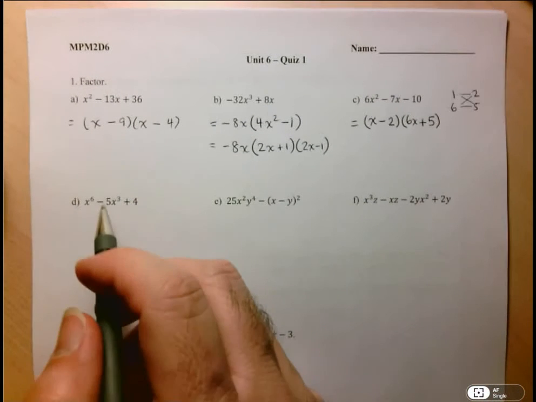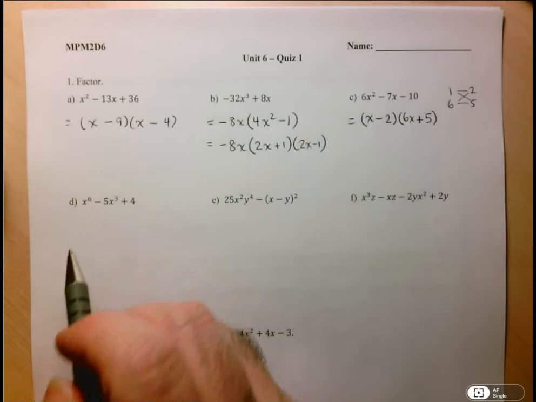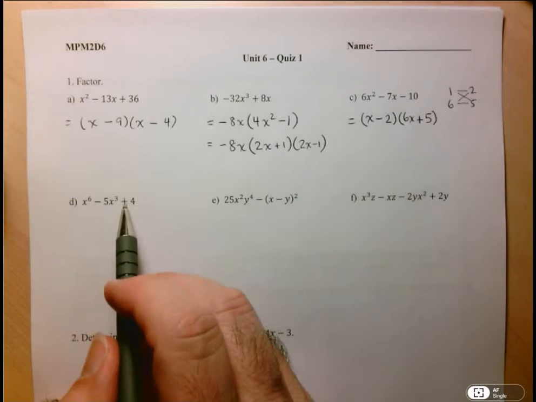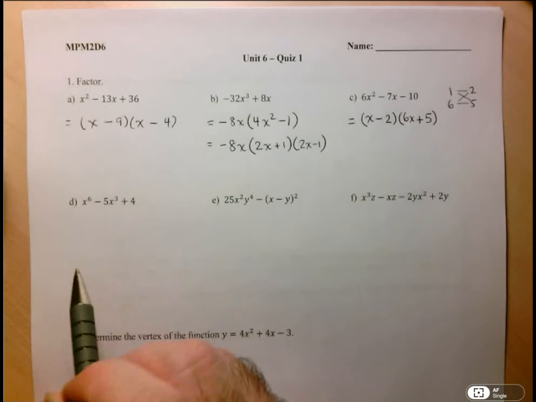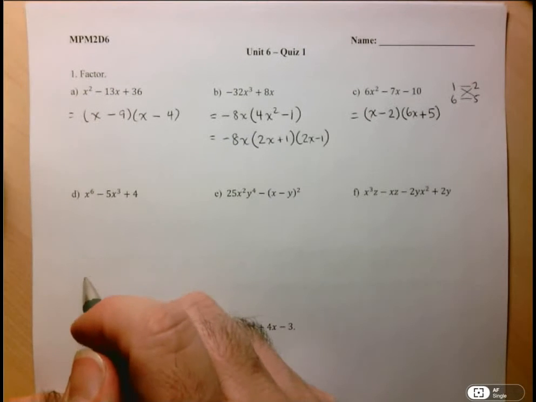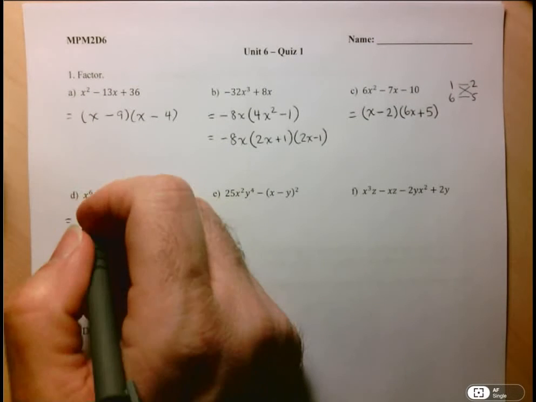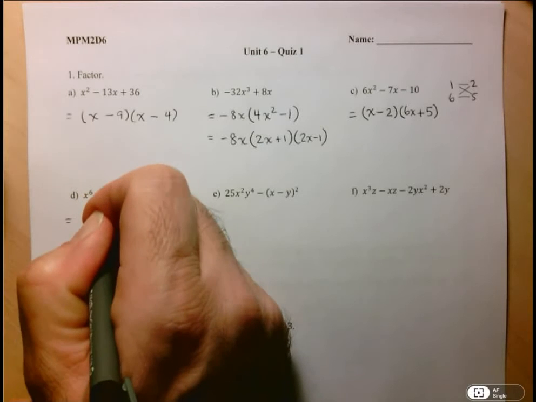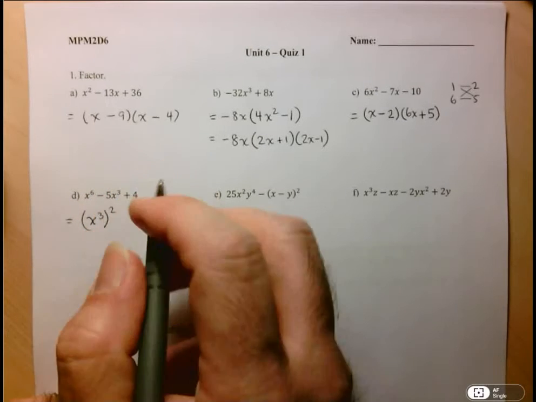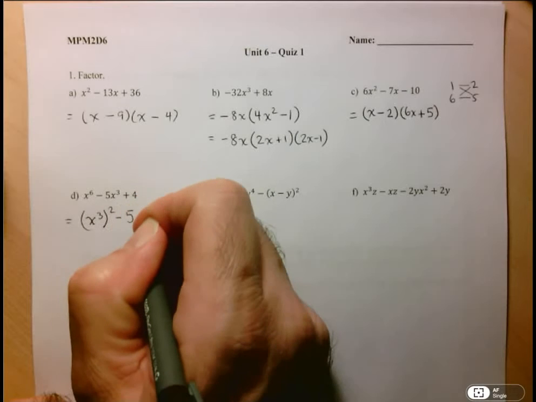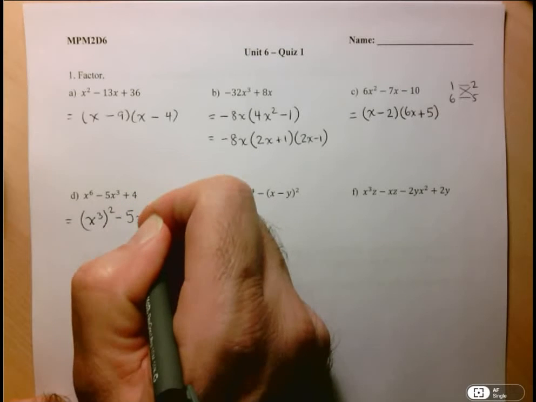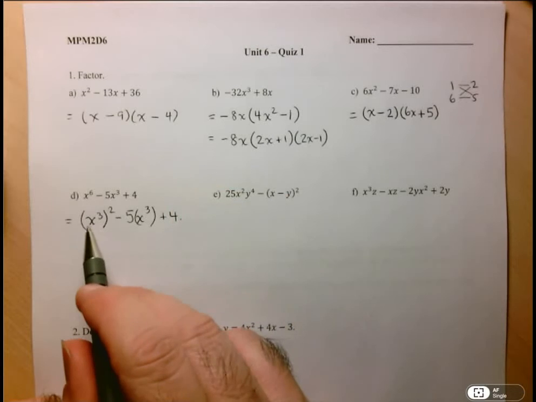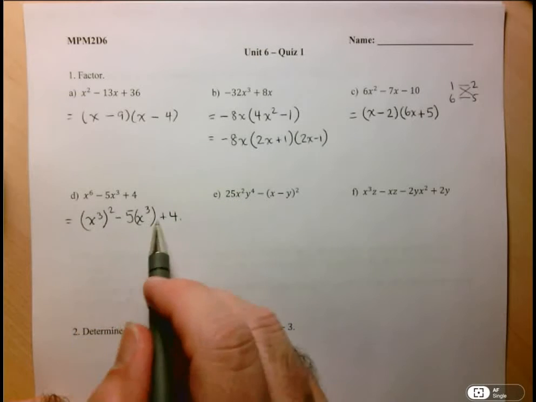Now this is a trinomial, however, we don't have x squared as the leading term. However, I can rewrite this so that it does look more like a traditional trinomial as we have above. Okay, and what I can do is I can rewrite x to the 6th as something squared. In other words, (x cubed) squared. Okay, then minus 5 times x cubed. Okay, plus 4.